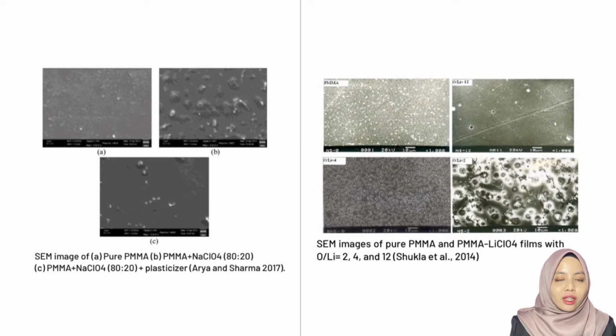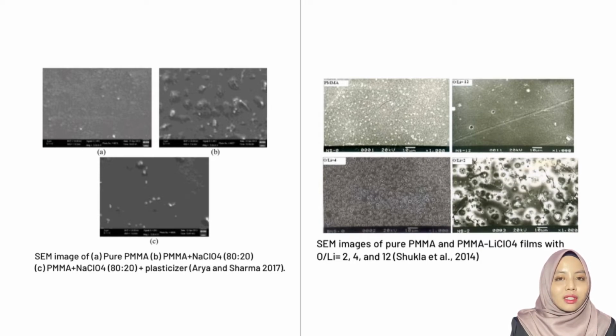The left side, SEM images obtained from Arya and Sharma 2017, shows the pure PMMA, PMMA with sodium perchlorate, and PMMA with salt and plasticizer dimethyl formamide. All the images show uniform morphology but different degrees of roughness. The surface properties and texture change significantly after the addition of plasticizer at figure C. Plasticization reduced the crystallinity of the polymer host, resulting in an increase in the overall amorphous fraction in the material.